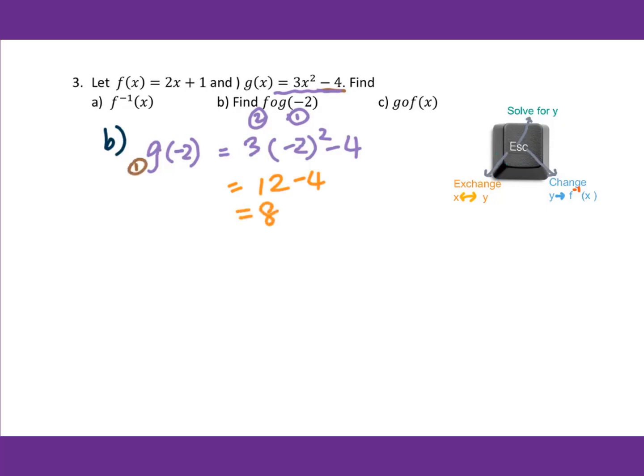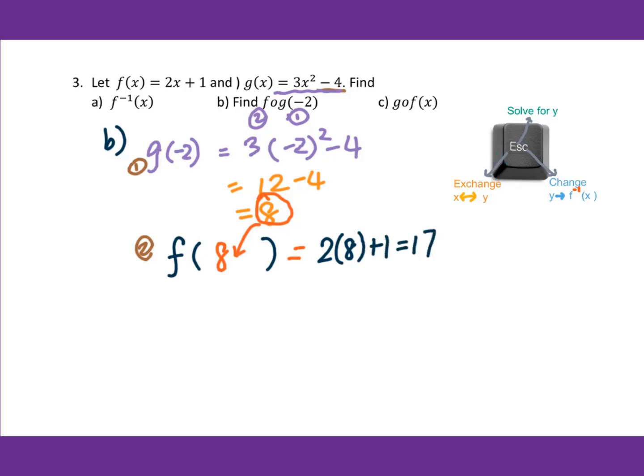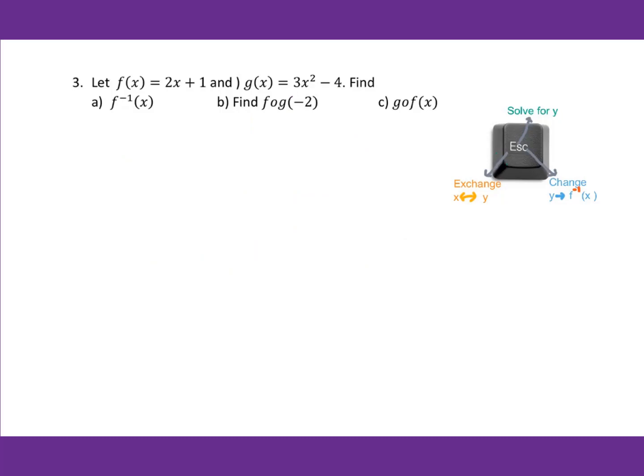That's the first step. Your second step, go to this f function. So for f, what number do you have to put in? It's this number. So f of 8 equals, for the f function, every single x turning into 8. So 2 times 8 plus 1 equals 17. Now let's go to C. I'm looking for g of f of x.